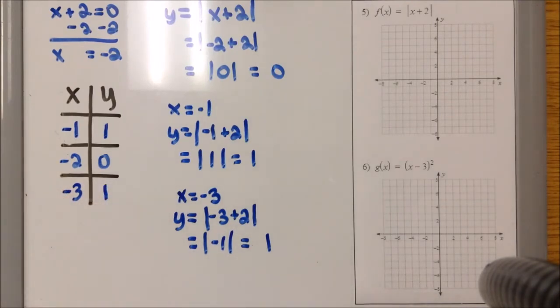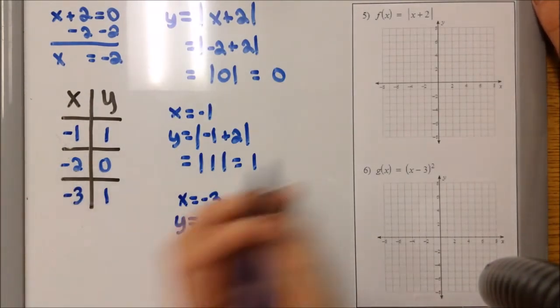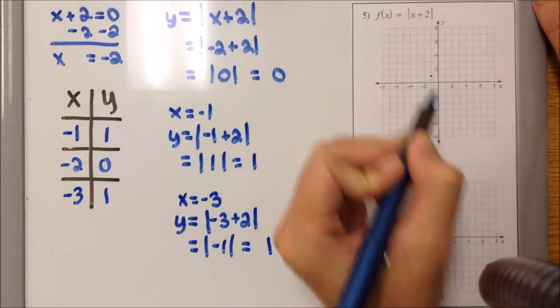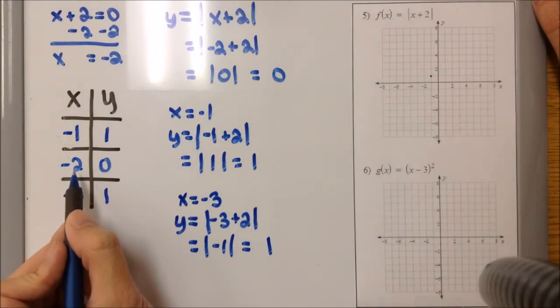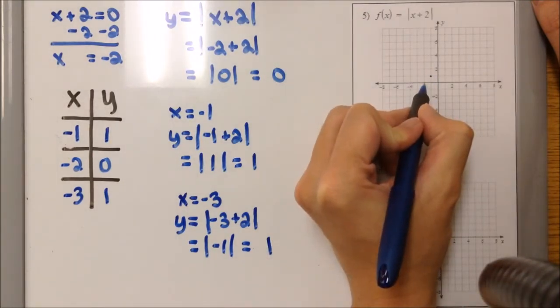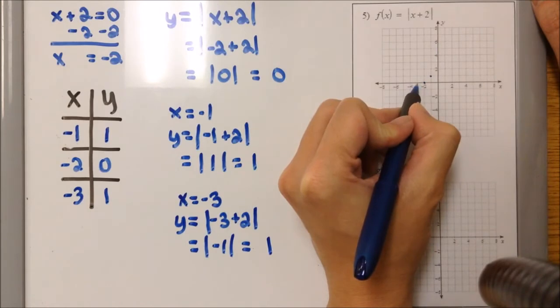So there we go. Now we have three coordinates of this function. So what I'm going to do is mark these three coordinates right here onto this graph. So -1, 1. So here's -1 and 1. So I'm going to mark it right here. And then -2, 0. So -2 for x and 0 for y. I'll mark it right here. And then -3, 1. So here's -3 and here's 1.